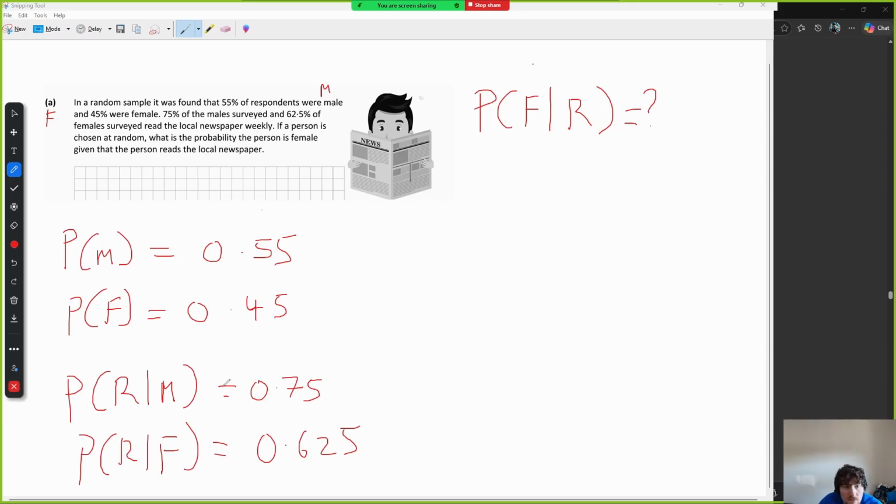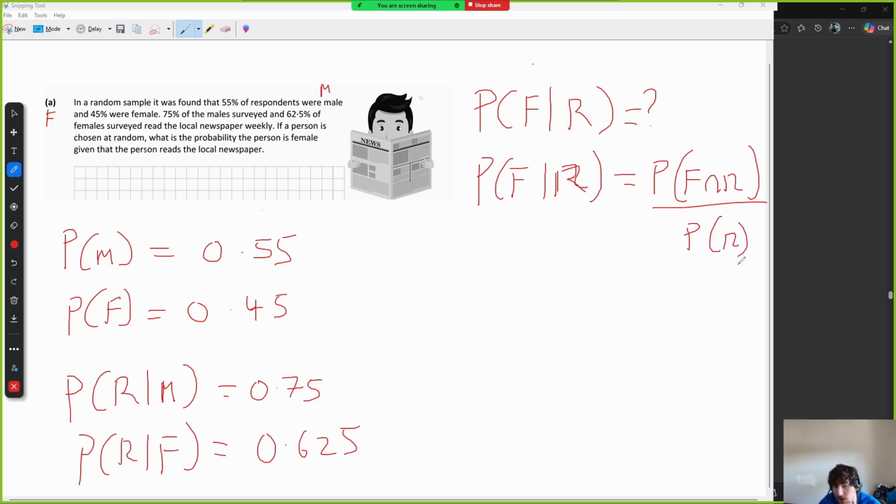Right. So let's pull our question mark apart. What's the thing we're actually looking for here? We should know that the given formula is always the intersection of the two things mentioned, so F intersect R, divided by the last thing mentioned, which is R. So this is the probability of R.